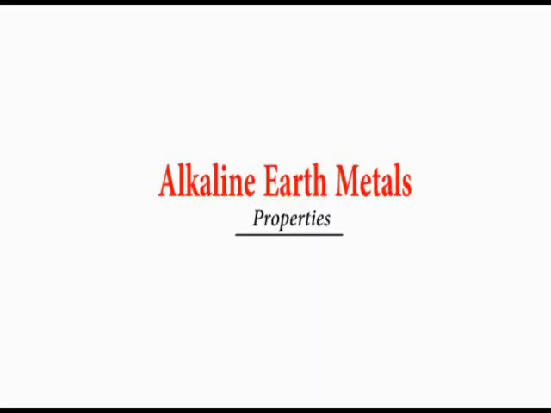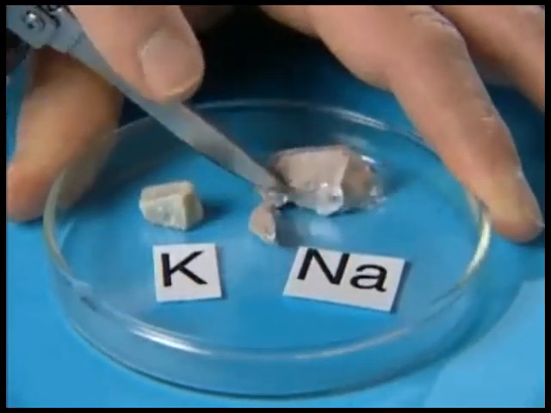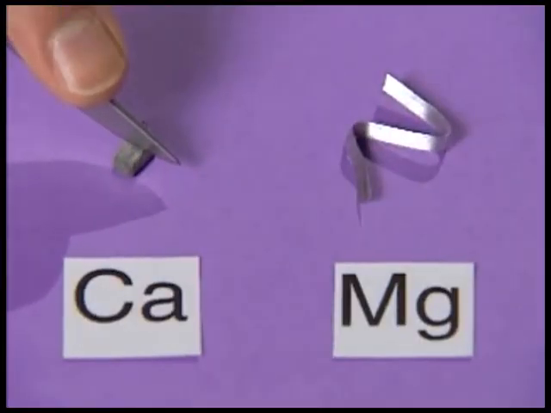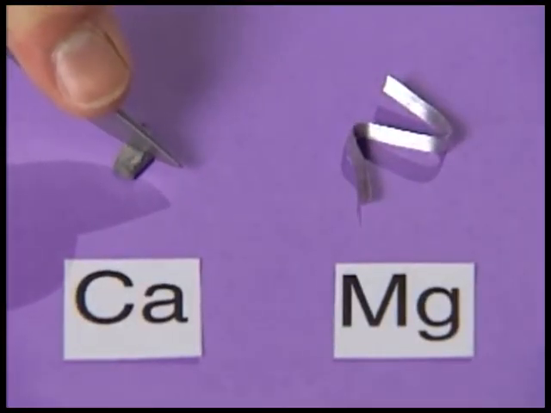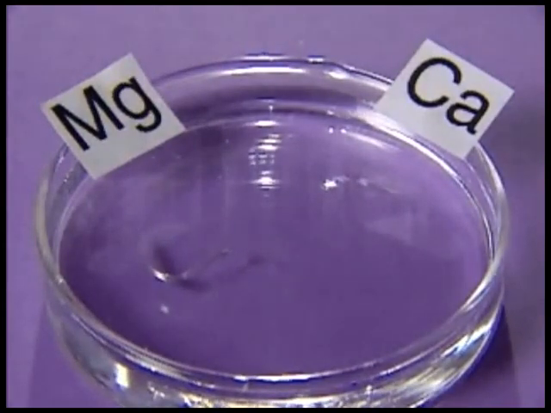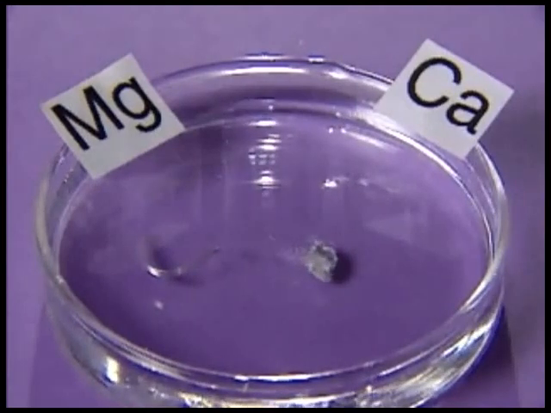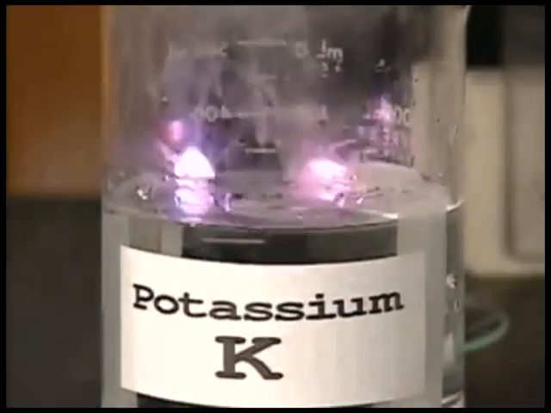Properties of alkaline earth metals. Unlike the alkali metals, which are soft and easy to cut, alkaline earth metals are hard and tough. Equally, they are less reactive compared to the corresponding alkali metals because whereas alkali metals lose a single electron, alkaline earth metals must lose 2 electrons to react.